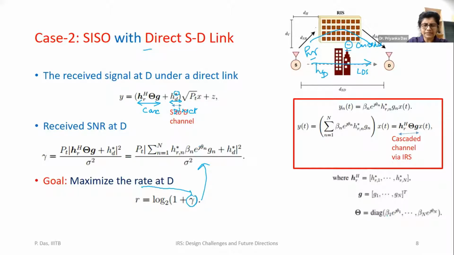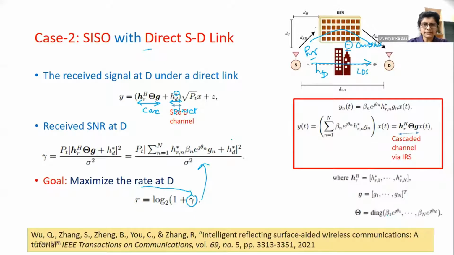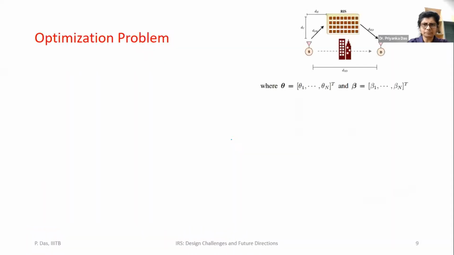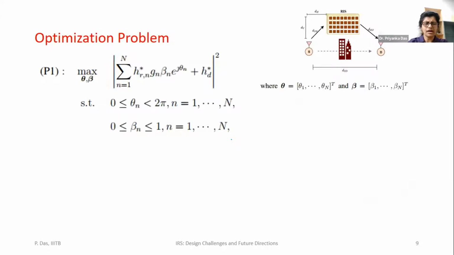Where I can see this amplitude will have a phase term here, and HRN and GN will also have amplitude and phase, and HD star will also have amplitude and phase. So if you incorporate all things together, we can have an optimization problem. Right, so let's maximize the numerator, which is my SNR term numerator, mod square, over the number of elements. You are maximizing over theta.